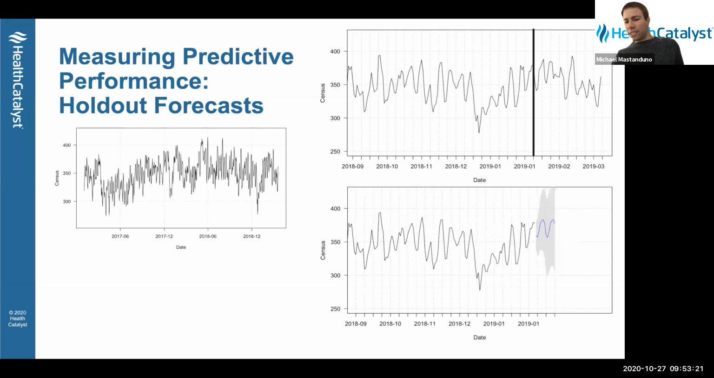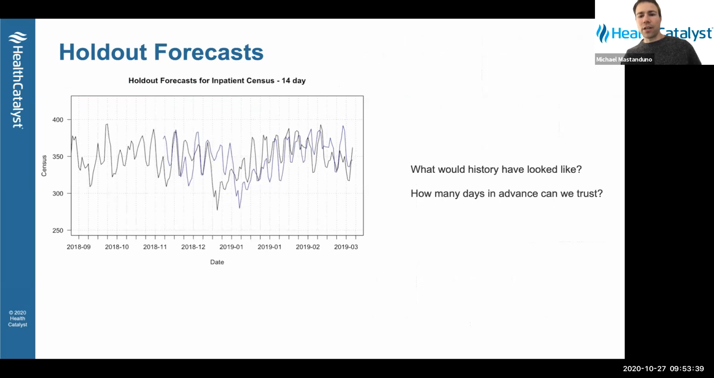And so we see that, as we build these up, we get more and more forecasts to compare against the real data. And if you did it every day for, say, 4 months worth of data of holdout forecasts, you can start to get a pretty good idea of what your performance looks like 14 days into the future. So here's what that looks like for this data set. We have the black line being the actual data and the blue line being what we predicted 14 days earlier.